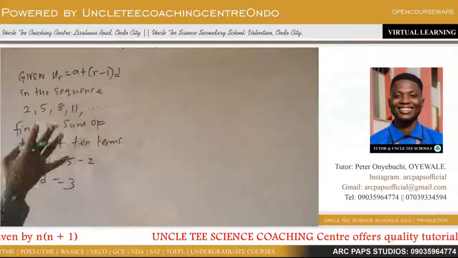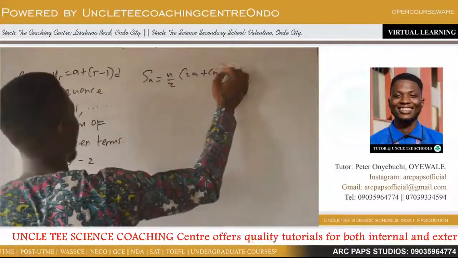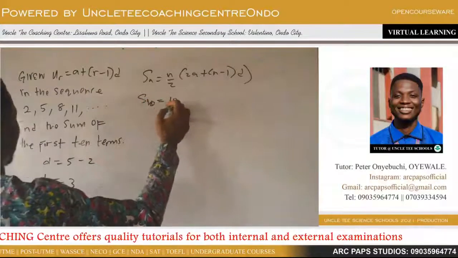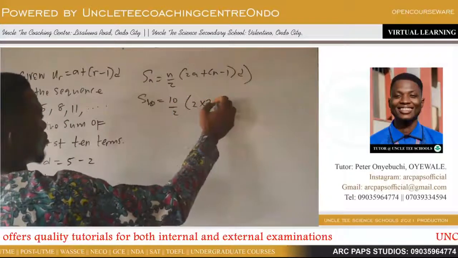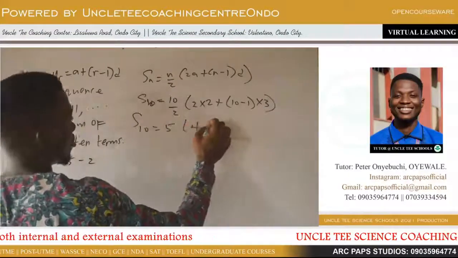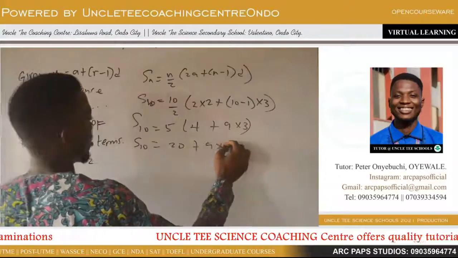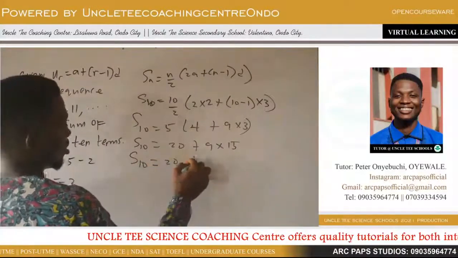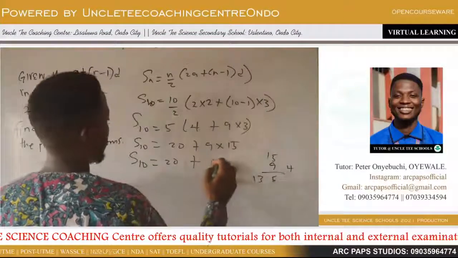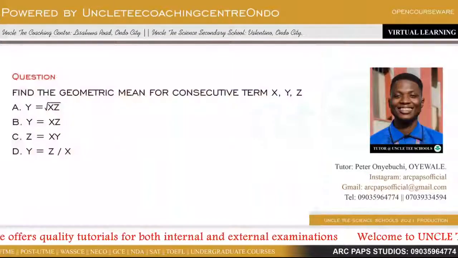Okay, now our common difference is 5 minus 2, which is 3. Since we are doing it on arithmetic progression, our sum of 10 is n over 2 into 2a plus n minus 1 common difference. Now our S10 will be 10 over 2 into 2 times 2 plus 10 minus 1 times common difference, which is 3. Now this is 5 into 4 plus 9 times 3. 5 times 4 is 20, 9 times 3 is 27, so that's 5 times 47, which is 235. Our S10 will give us 155.